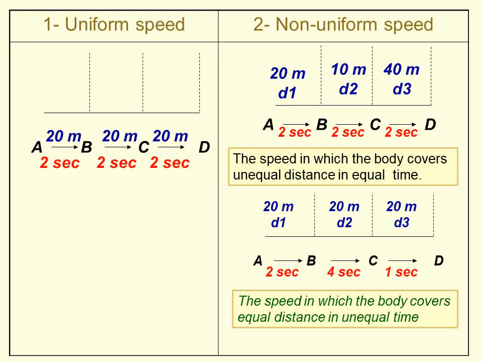So we have the first one here, uniform speed: the body covers equal distance in equal intervals of time. But the second one is non-uniform speed. It means the body covers unequal distance in equal time, or equal distance in unequal time.